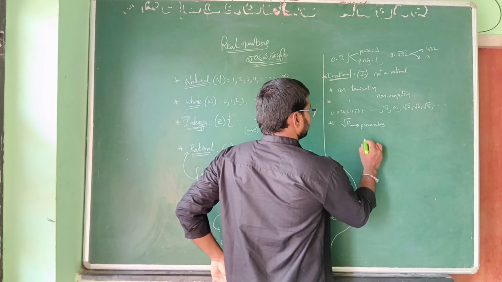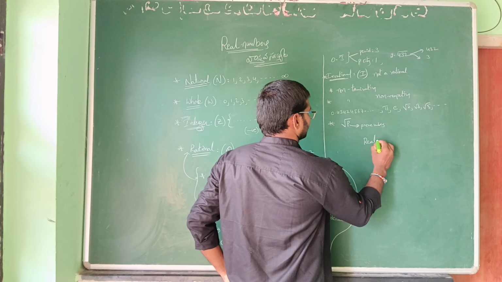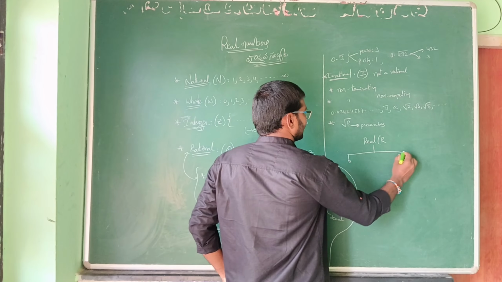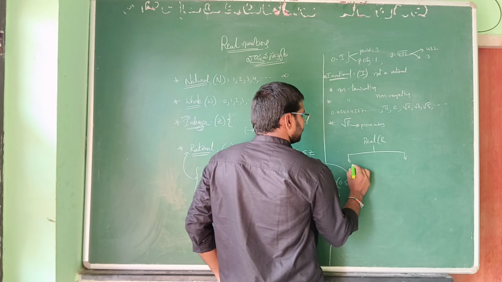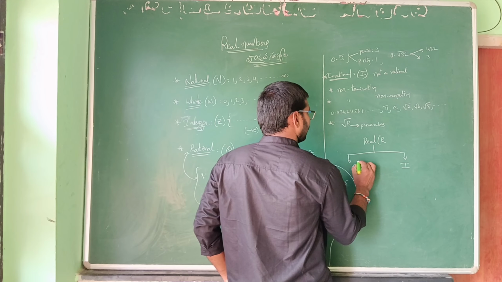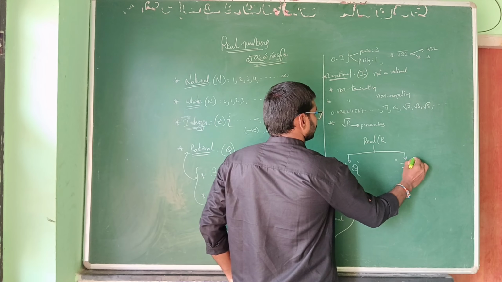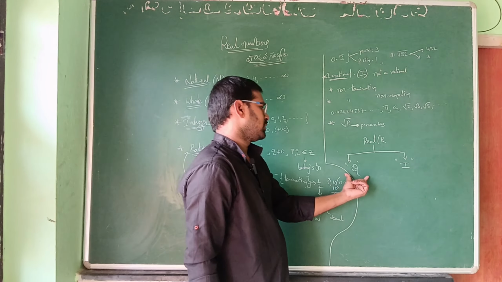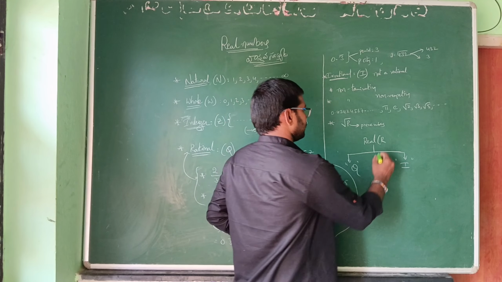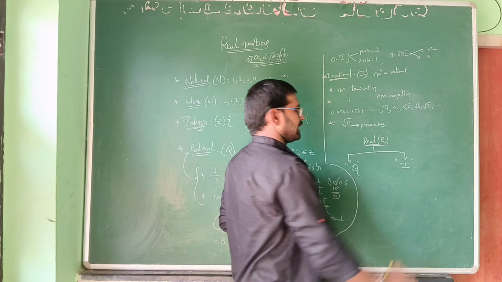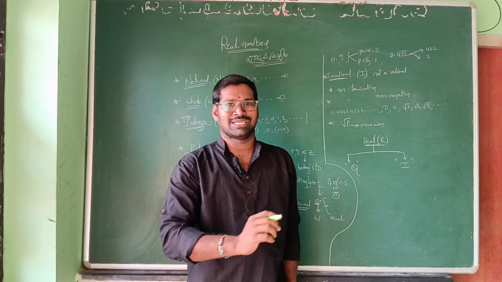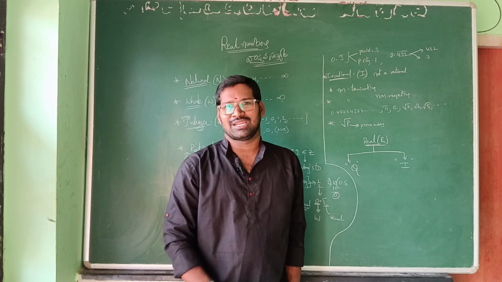Now coming to the main point, real numbers. Real numbers are denoted by capital R. The combination of rational and irrational numbers is called real numbers. This is about real numbers.